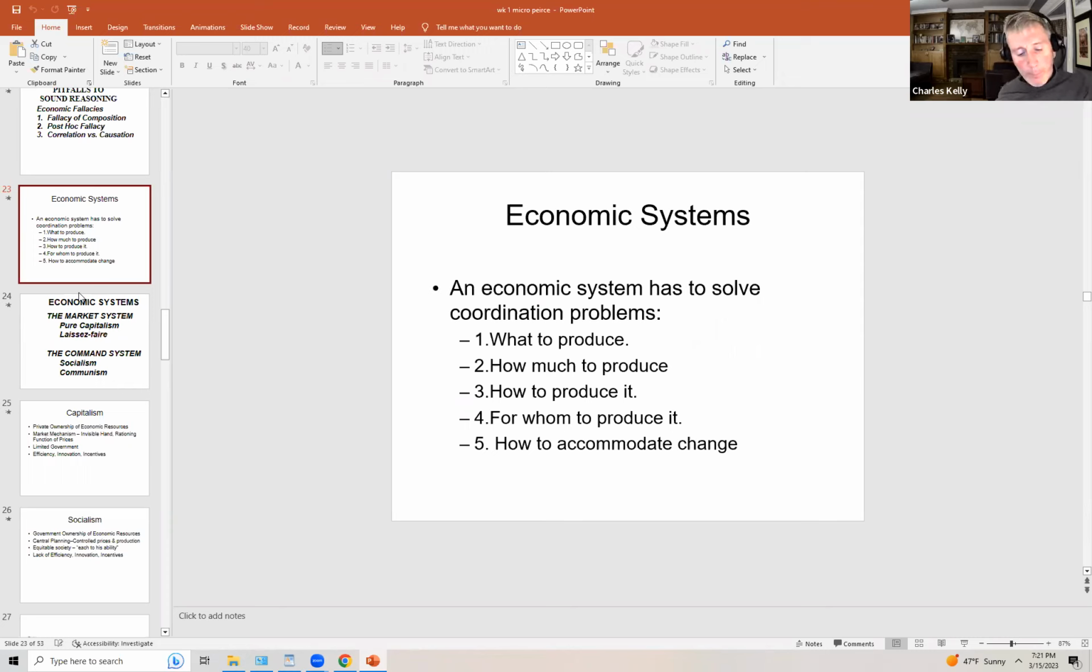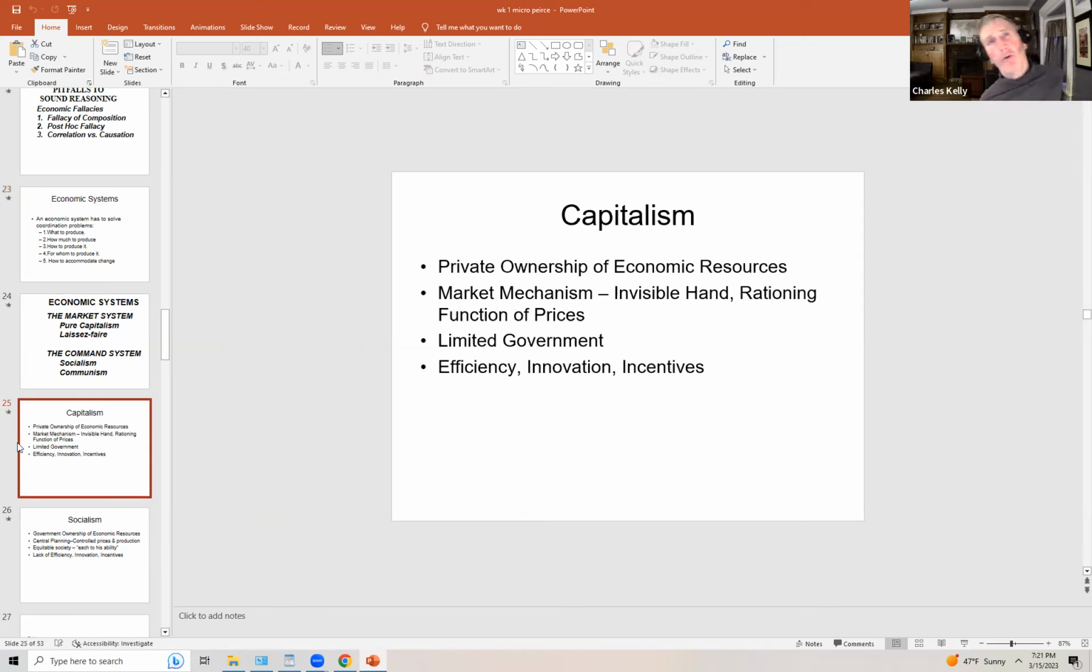So the structure of capitalism is such that it generally leads to a more efficient outcome because we allow markets to determine prices of goods and services. We allow this invisible hand, the rationing function of prices, to determine how resources are allocated. The government tries not to get in the way too much, and it leads to innovation and efficiency, and it provides incentives.